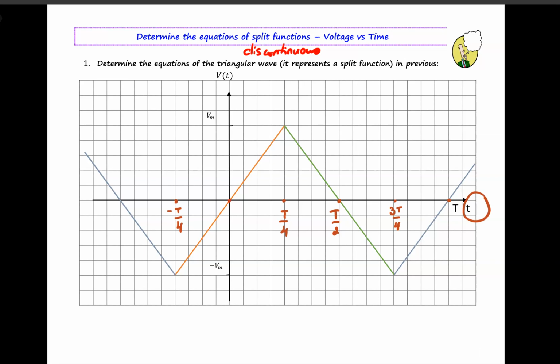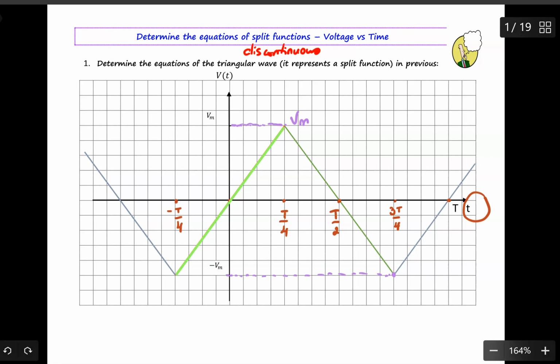Alright, let's take a look at the pattern for this wave. If you look closer, you can see that it starts from here and comes up to the Vmax. Right here is my Vmax. From the Vmax, it drops down to the negative Vmax. So right here is the negative Vmax, and this one is the positive Vmax.